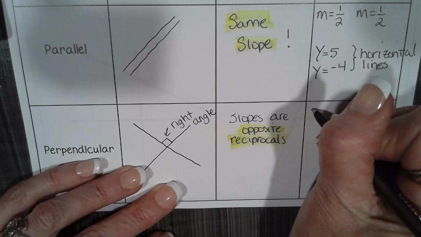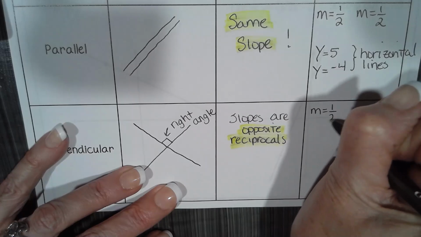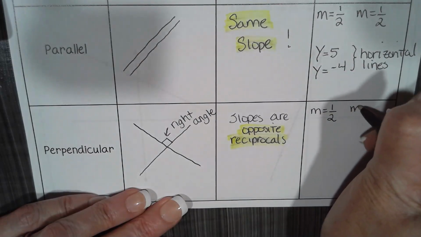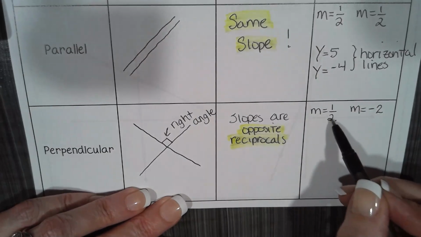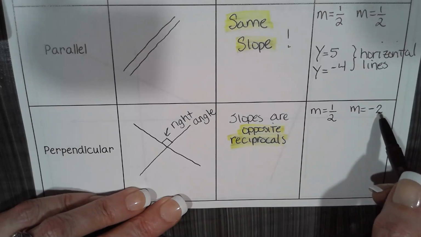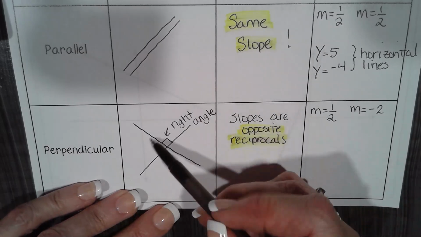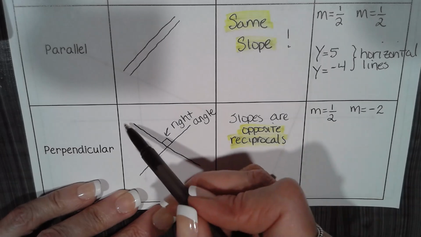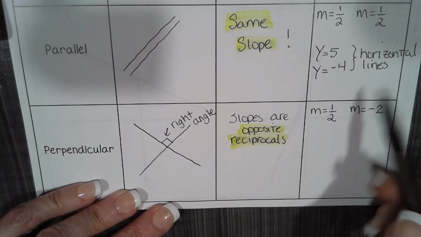Okay, so let's take a look at a few examples of that. If I have a slope of 1/2, then a perpendicular line to this would have a slope of -2. So think about that. If I flip this fraction, I get 2 over 1. That's the same thing as 2. And notice the signs are different. You can remember the signs are different just by looking at this. This is a positive slope, going uphill. This is a negative slope, going downhill. So the signs have to be different.